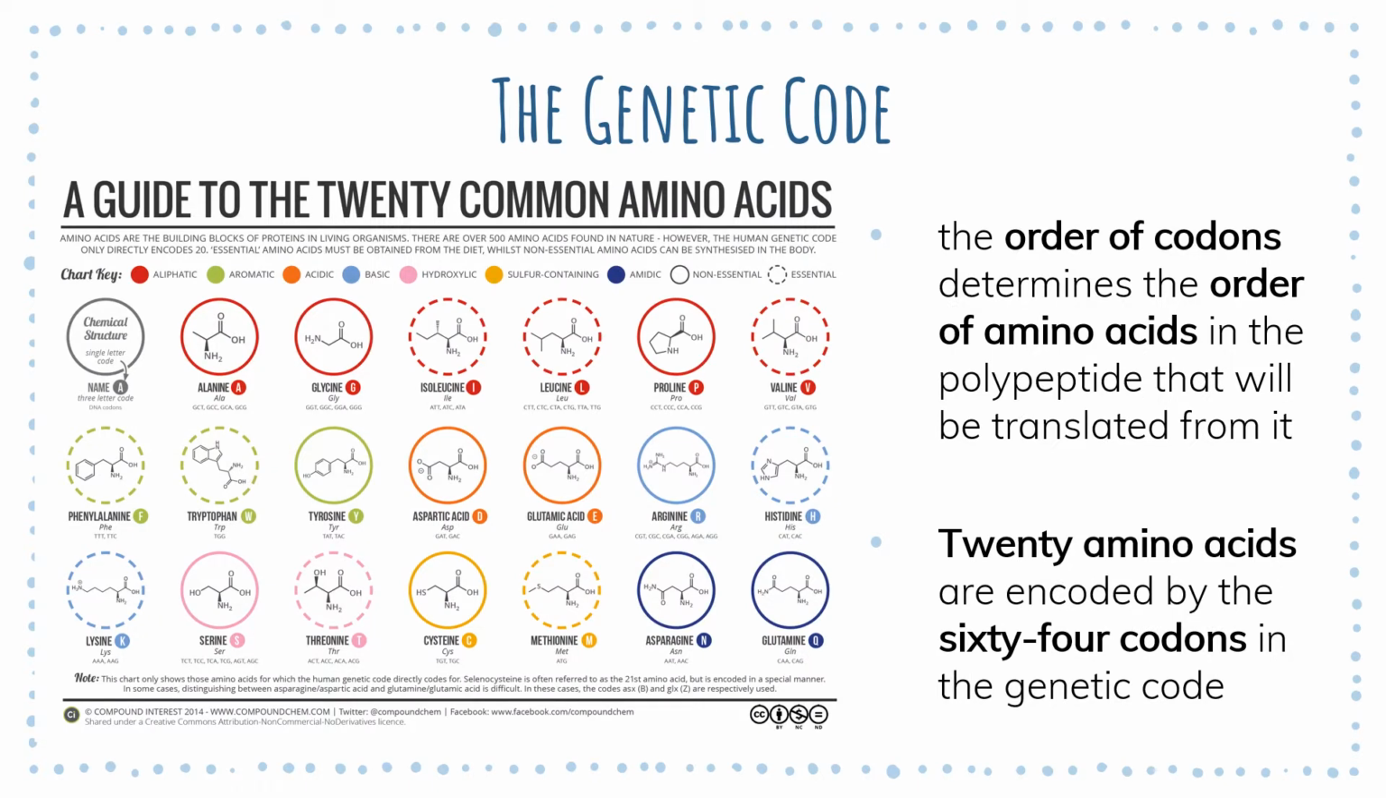There are a total of 64 different codons, and 2 to 4 of them correspond to one of the 20 types of amino acids. It is important to note that the order of codons determines the sequence of amino acids produced. The sequence of amino acids, on the other hand, determines what kind of protein is produced. A single difference in the amino acid sequence can create a different protein.